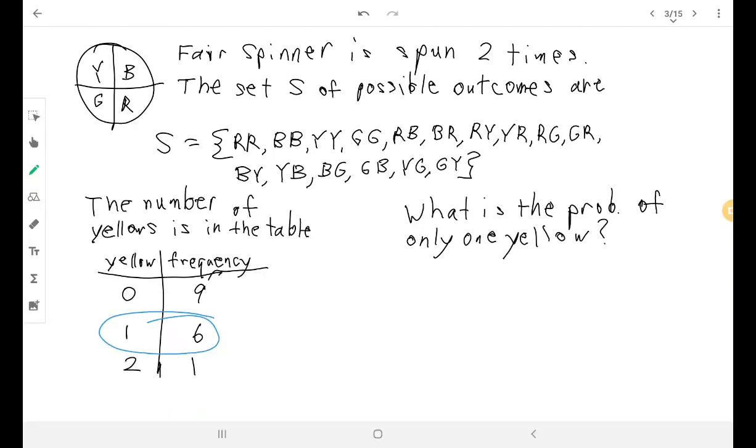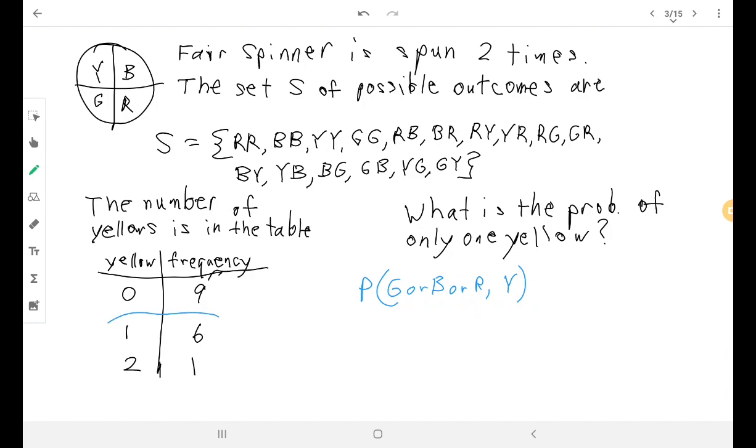So now the question is, what is the probability of only 1 yellow? So here's the thing that I'm looking at. The probability of 1 yellow, the probability of anything else and a yellow, actually maybe I should be more careful with that. Let me be more careful. The probability of having a green or a blue or a red and a yellow. We could say it like that.